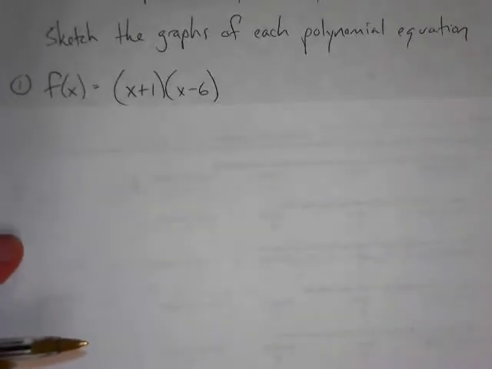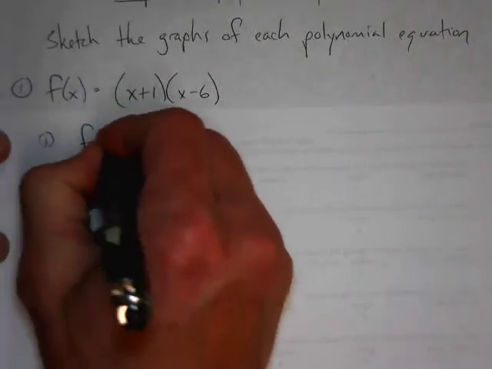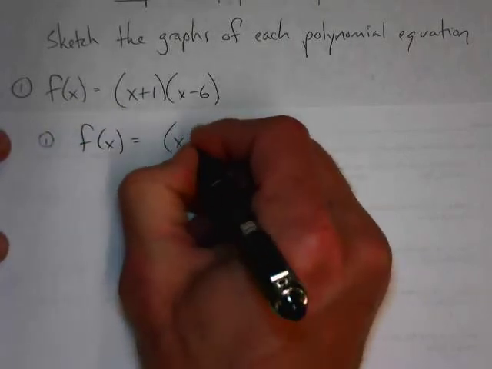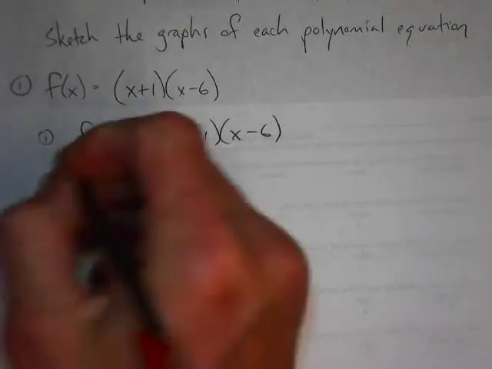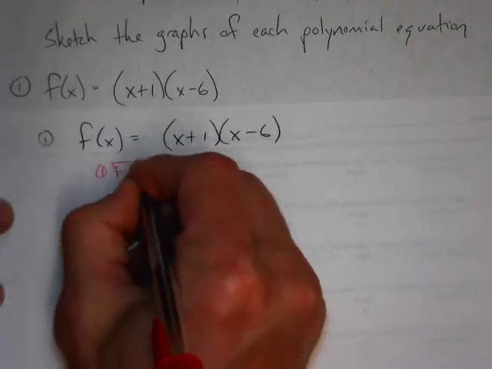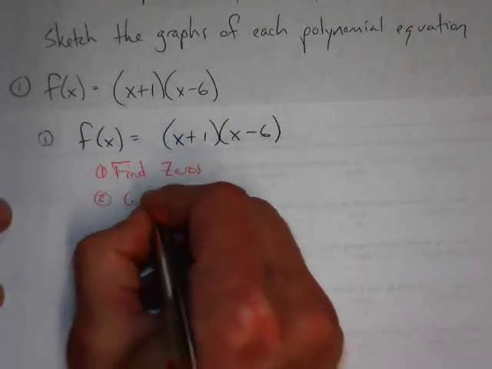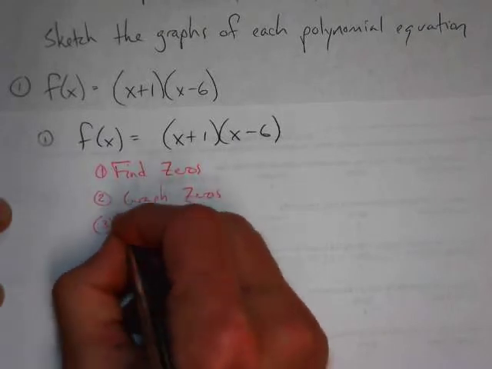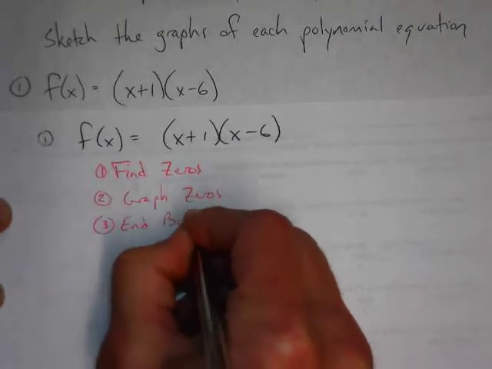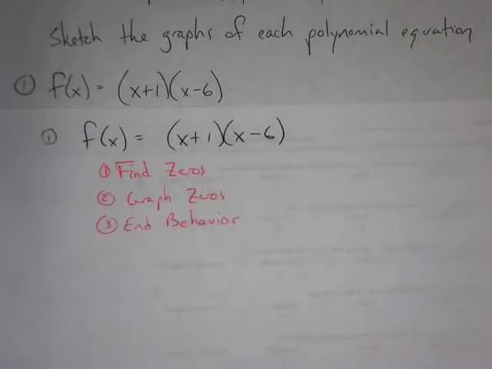So here's example number 1. We're going to sketch the graph of this function. And how do we do that? Well, remember the steps that we just did for the notes. I'll write them again. Step number 1, we're going to find the zeros. Step number 2, we're going to graph the zeros. And then step number 3, we're going to look at end behavior. And then we can totally graph this without any tools, with just our brains and our writing utensils.